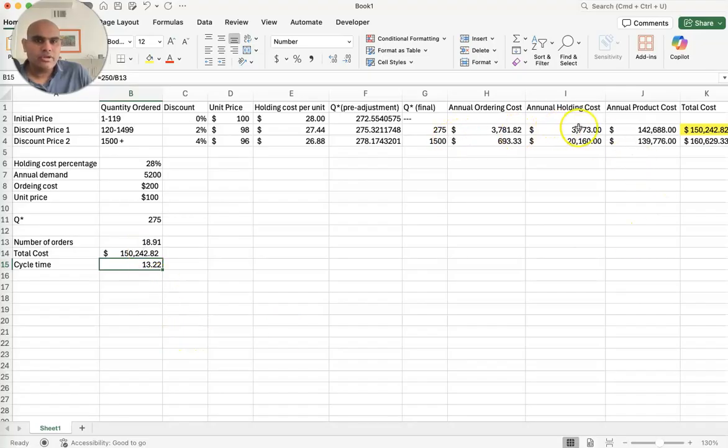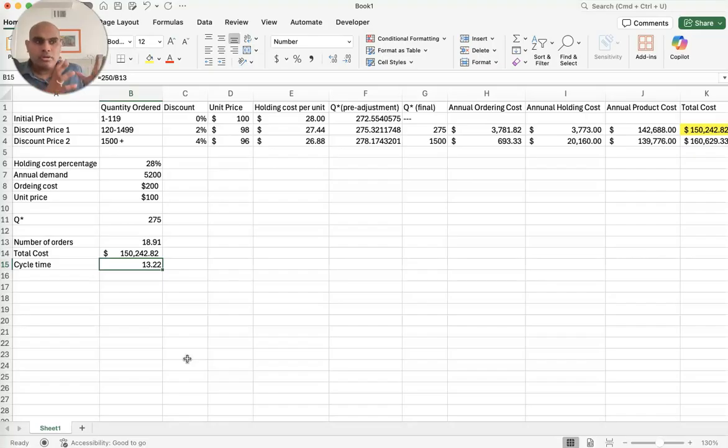So these are the important values that we calculate. We calculated the annual ordering cost, annual holding cost, annual product cost, and total cost, and we decided that this second option is the best option, taking the 92% discount rather than taking the 4% discount, because you have to order a much larger value. Right? And that's the quantity discount model.